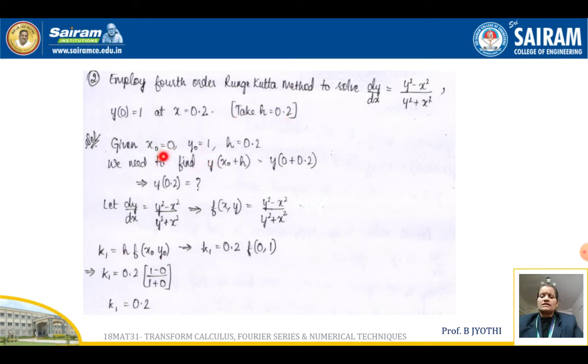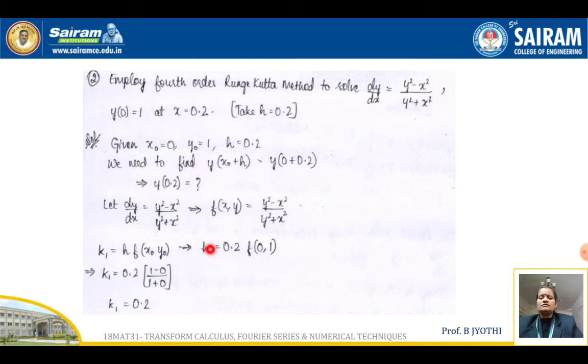So consider the given values, that is x₀ is 0, y₀ is 1 and h value is 0.2. Now we need to find y(x₀ + h), that is y(0 + 0.2), or y(0.2) should be found. Consider dy/dx or f(x, y) as this function, that is (y² - x²)/(y² + x²).